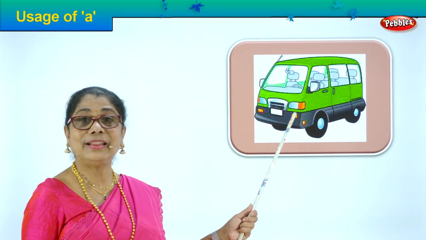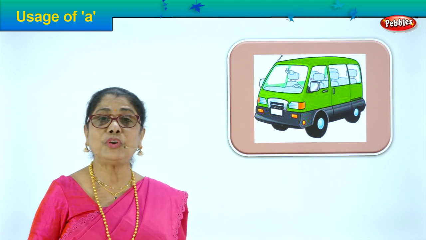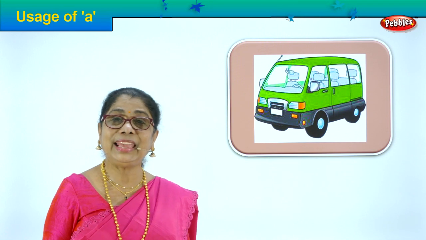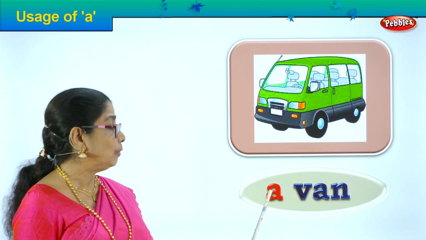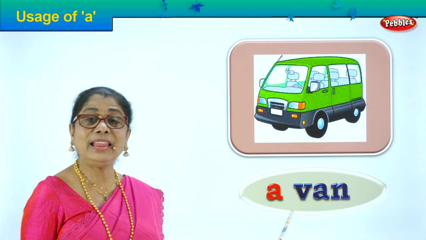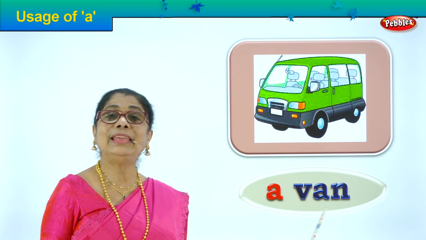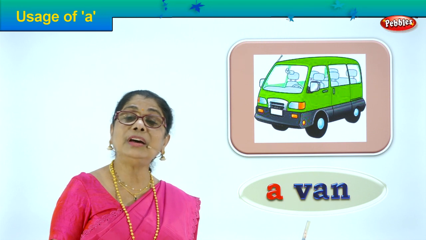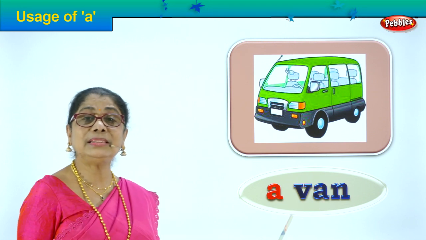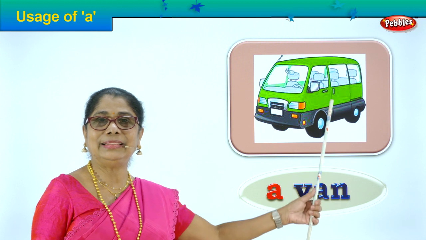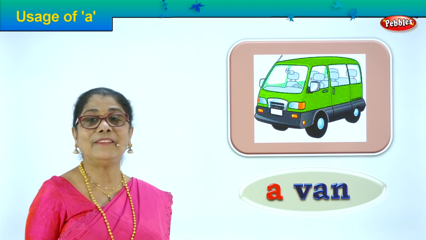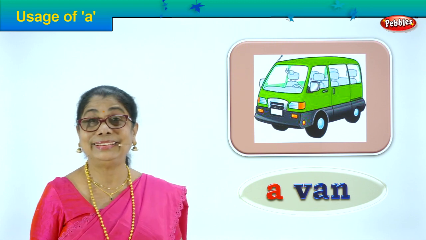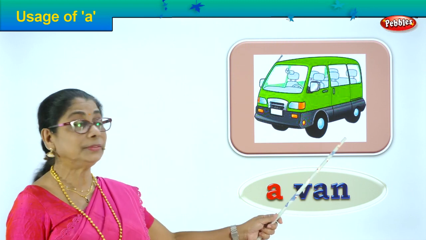Let's go to another picture. What is this? Van. What do you use the van for? To go to school. Spell van. V-A-N, van. And what do we place before the word van? We place a before the word van. Read now. A van. This is a van. This is a green van. V-A-N, van. Good.